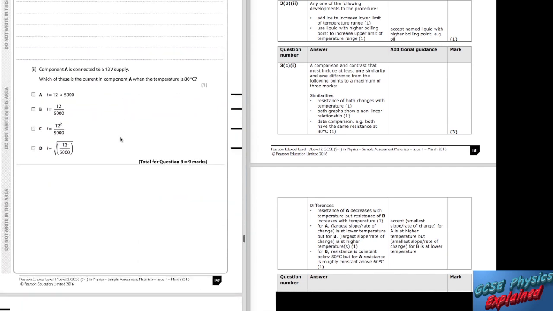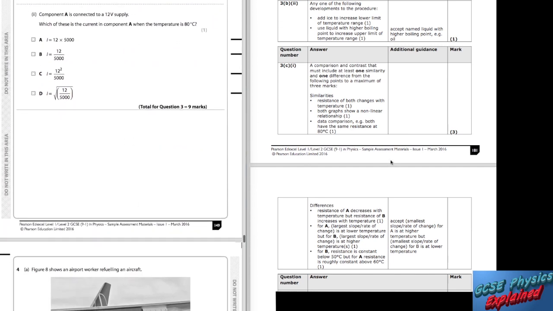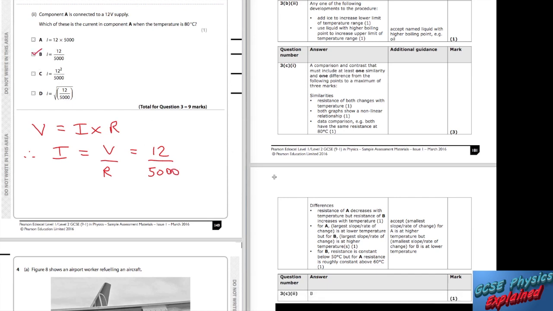So voltage equals current times by resistance. Therefore, current equals voltage divided by resistance. So that is 12 divided by 5,000. So the answer is B.